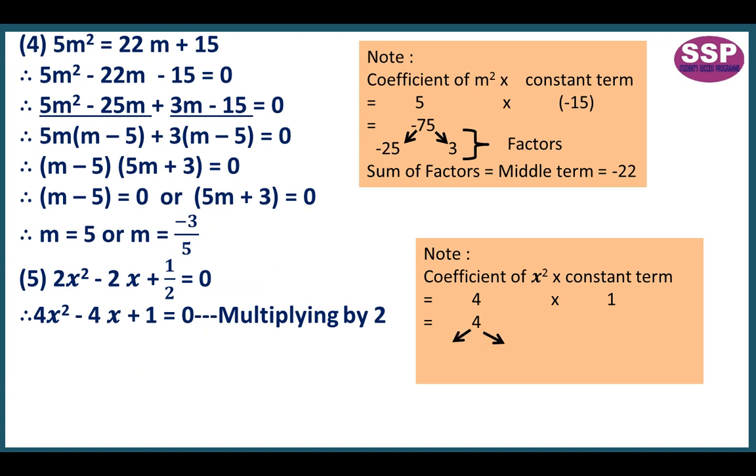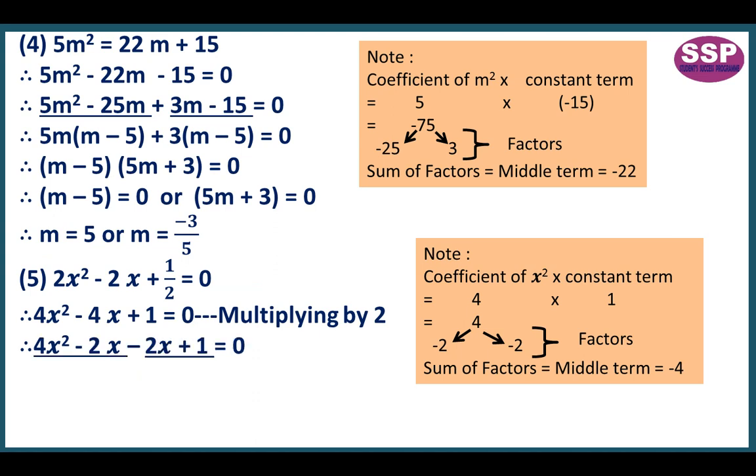Now we have to factorize this 4 as −2 and −2, and the sum of these factors is −2 − 2 = −4, that is equal to the middle term. So we use these factors in the next step: 4x² − 2x − 2x + 1 = 0. Now taking 2x common from the first two terms, 2x(2x − 1), and taking −1 as common from the next two terms, −1(2x − 1) = 0.